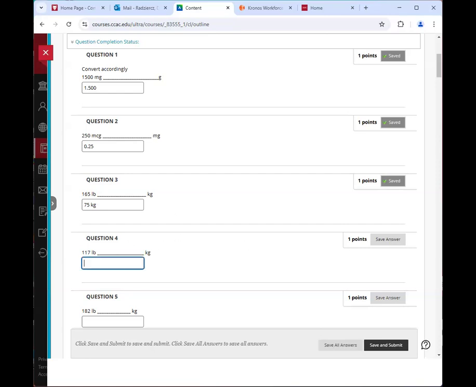All right, for this one, I'm going to take 117 divided by 2.2. Now this is one where we're going to get 53.181818. A lot of repeating ones and eights there. This is where you want to apply your rounding rules.